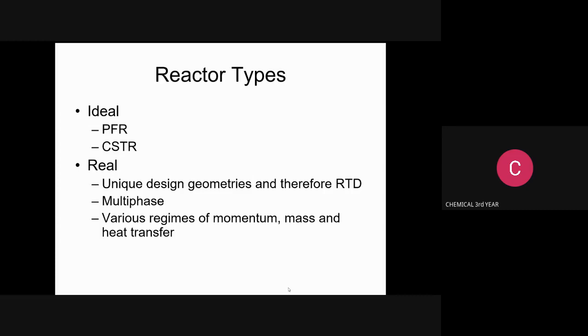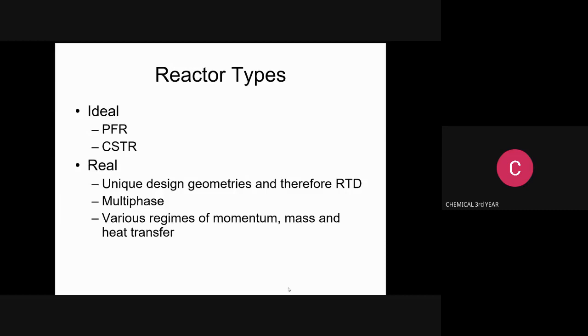In the reactor, we all know about the feed. The feed is given, the reactor runs, and finally we get the product. Like that, the RTD process includes how much time is taken inside the reactor. That is the RTD, residence time distribution.